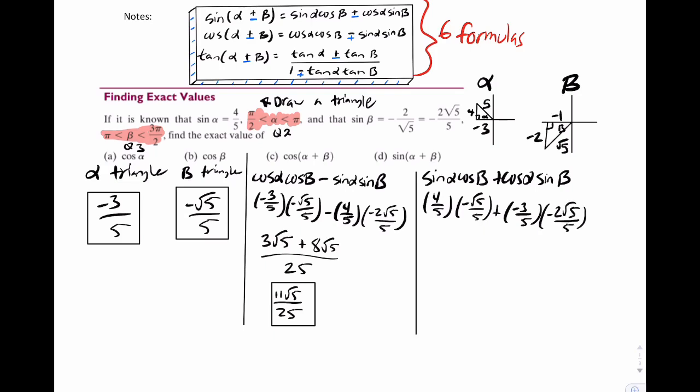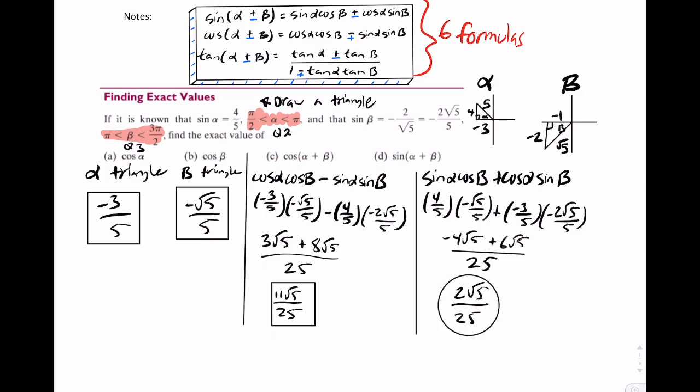Okay, so again, that's sine alpha cosine beta plus cosine alpha sine beta. Now multiply it. That's negative 4 root 5 plus 6 root 5 all over 25. If you do it right, the denominator should always match here. And that's 2 root 5 all divided by 25.